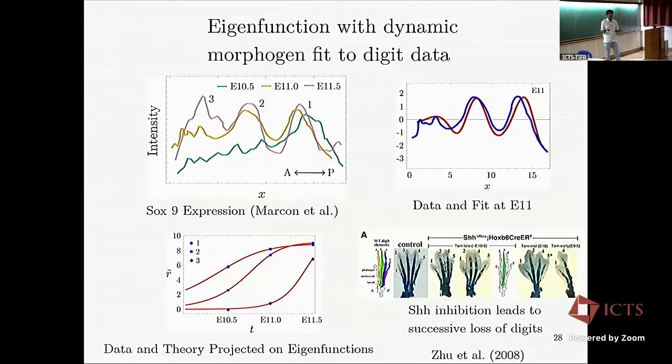And of course, the kind of thing this will be useful for is, in this case, it's known that sonic hedgehog, if I have some external morphogen which can perturb this pattern, so SHH inhibition, for example, leads to loss of digits. So it would be useful to try and parameterize SHH inhibition, and then see if we had dynamics of, say, SOX9 expression in the presence of SHH inhibition, whether our model would predict what it would look like.